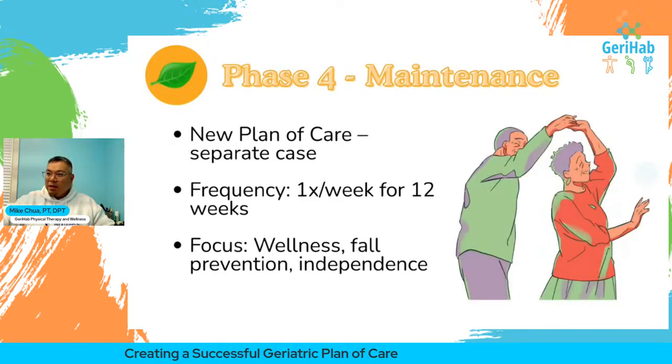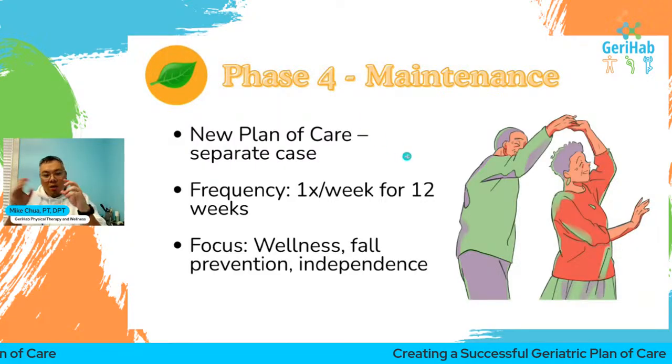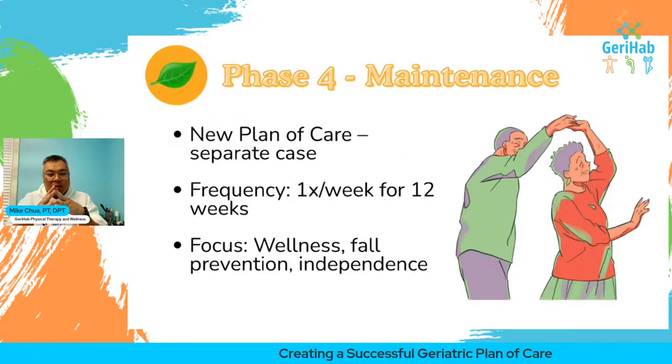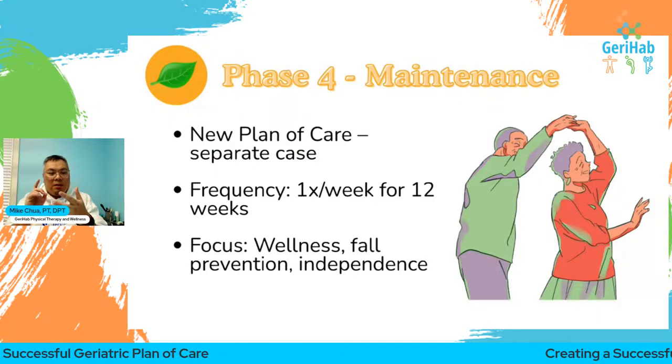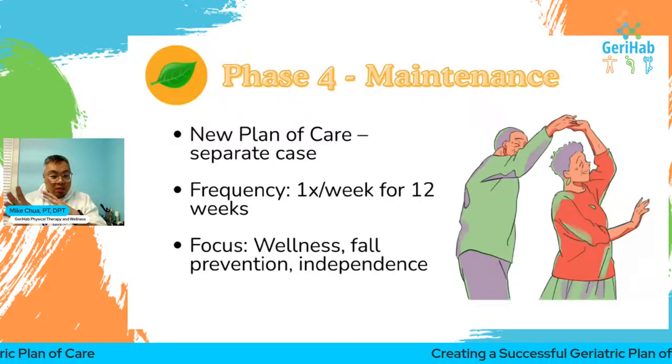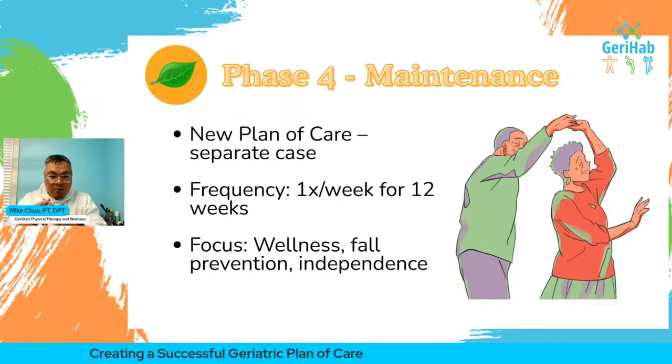Then phase four is the maintenance plan of care. Once you have reached the goals for your pain management, the strengthening, and the balance phase, we discharge that. If they reach their full functional potential, you create a new case under a maintenance program, and your goals will be maintenance goals.